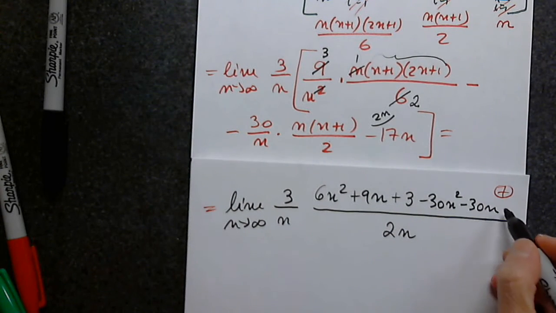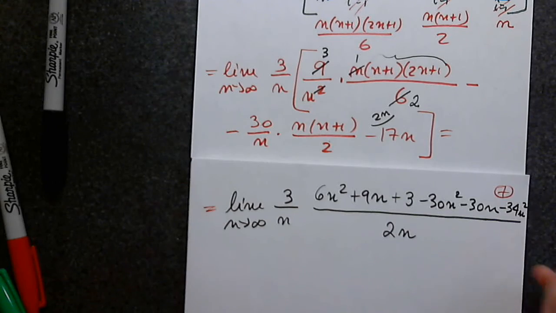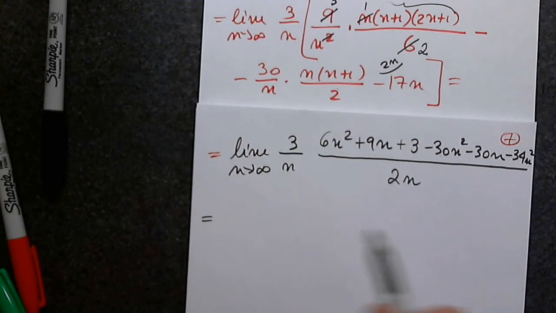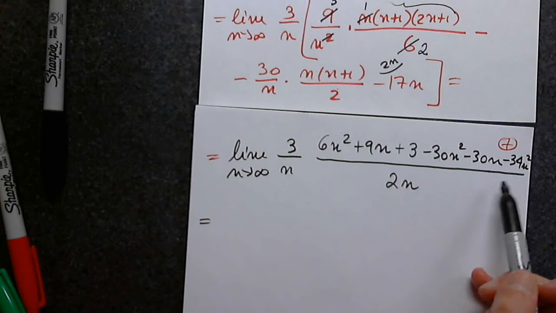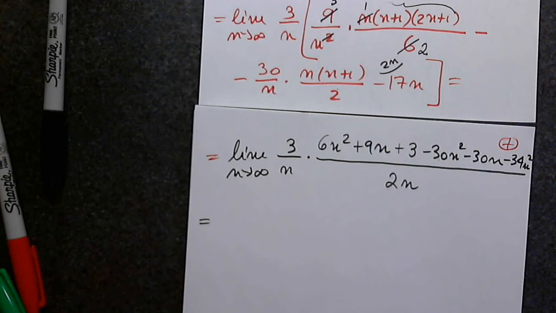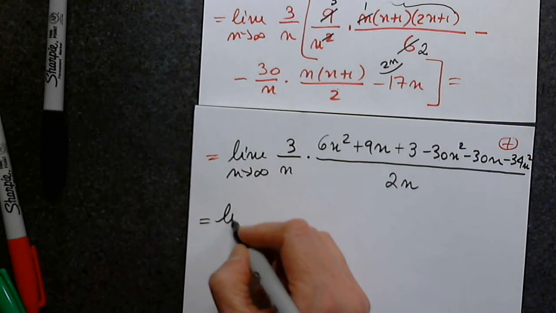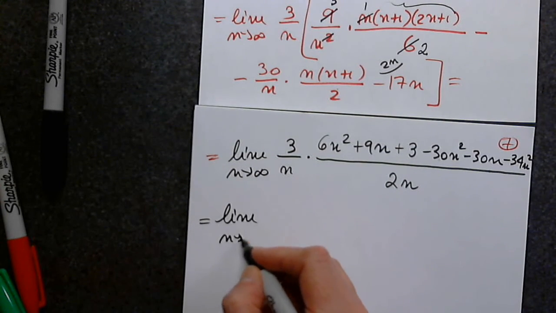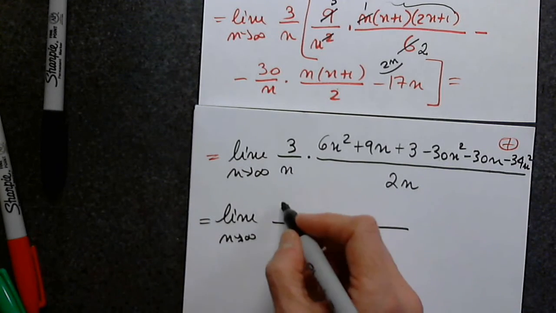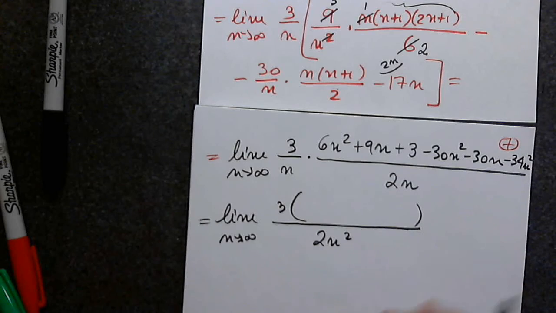So minus 34n squared. Could you just multiply the other by 2? Say it again. Could you multiply the 3 over n by 2 also? Not yet. Yes, I can, but not yet. You want to wait till you... Yes. Limit as n approaches infinity. The denominator now is 2n squared. And just leave it alone for a moment.